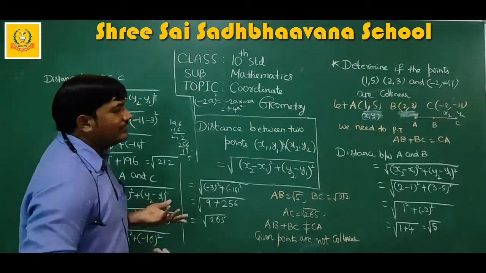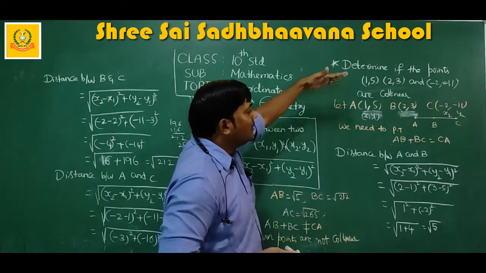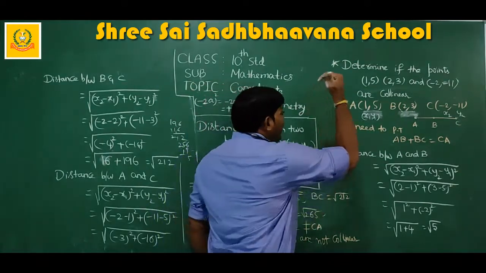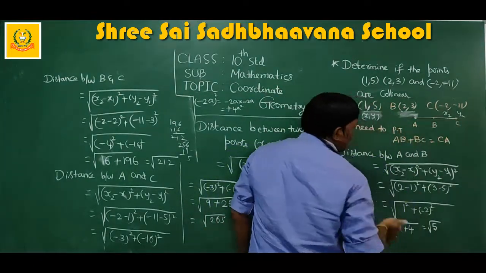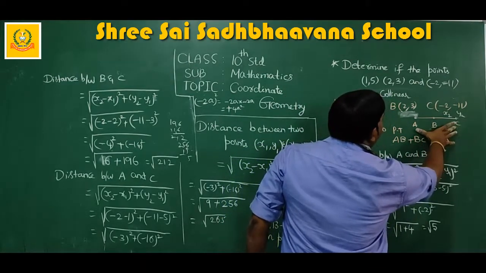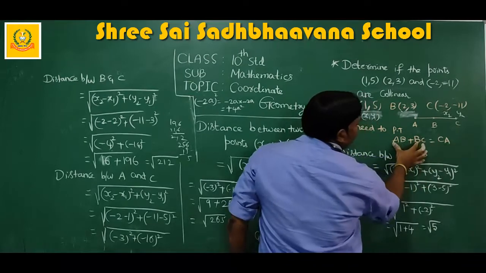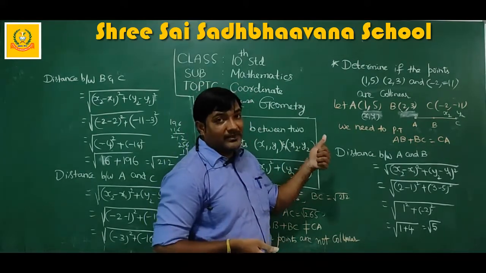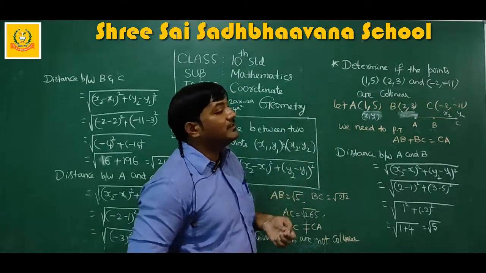I'll just repeat. We used the distance formula for the last two sums. What we are considering is checking whether the given points 1,5, 2,3 and minus 2,-11 are collinear. For that, what logic are we using? We are taking these three points on a line, and we find the distance between AB, the distance between BC, and the distance between AC. If the sum of the distances AB and BC is equal to the distance between A and C, just like LHS equals RHS, if you are able to prove that condition, then we can say the given three points are collinear.